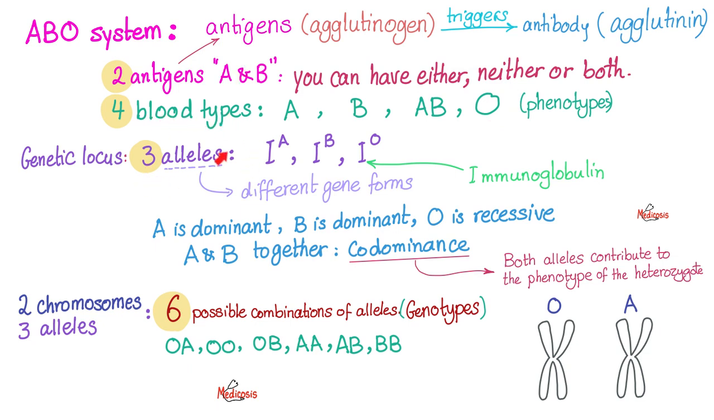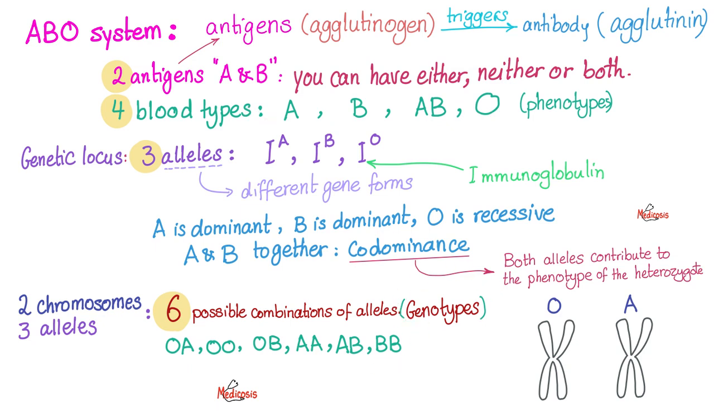Genetically speaking, they are carried on 3 alleles. A dominates over O. B dominates over O. I told you O is nothing. It is 0. Between A and B, there is co-dominance. There is a partnership. You see this? That's your phenotype. How about my genotype?